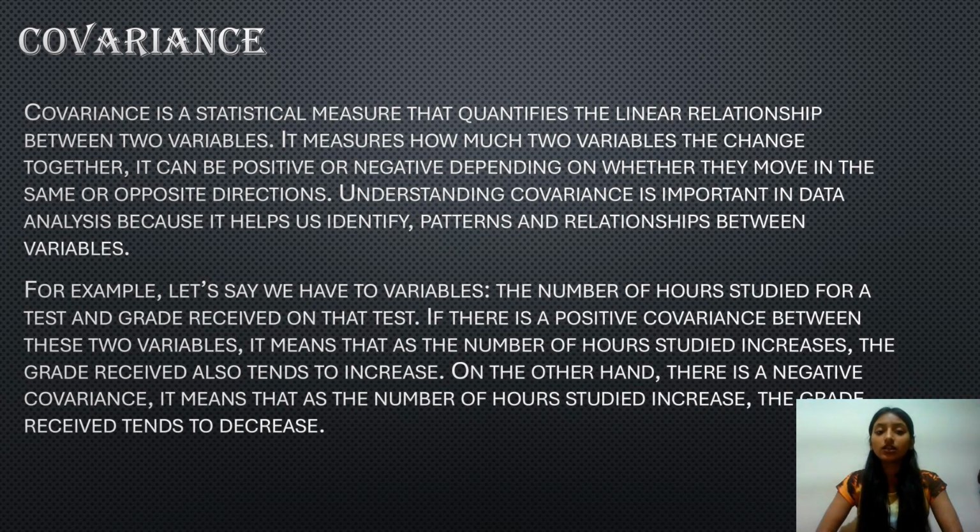For example, let's say we have two variables: the number of hours studied for a test and the grade received on that test. If there is a positive covariance between these two variables, it means that as the number of hours studied increases, the grade received also tends to increase. On the other hand, if there is a negative covariance, it means that as the number of hours studied increases, the grade received tends to decrease.